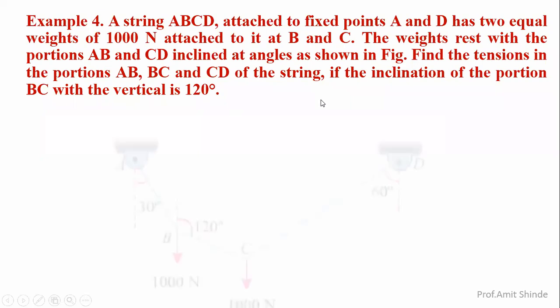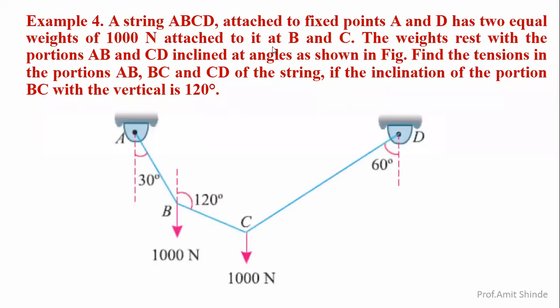Now if you see the figure, here this string ABCD is shown as per the figure. Here a 1000 Newton weight is attached, and for the point C also a 1000 Newton force is attached. Here it makes an angle of 30 degrees with the vertical, it makes an angle of 60 degrees with the vertical, and here it is making an angle of 120 degrees with the vertical.